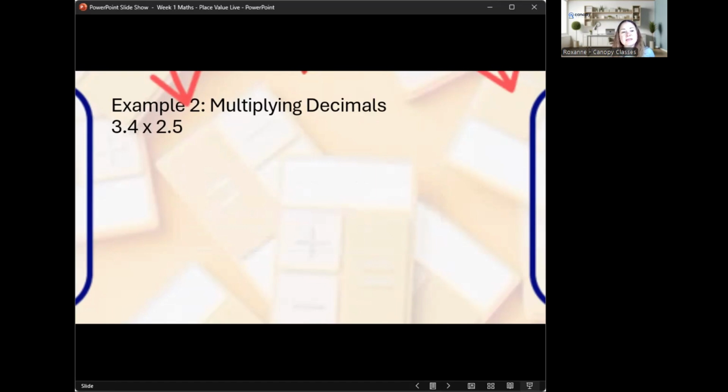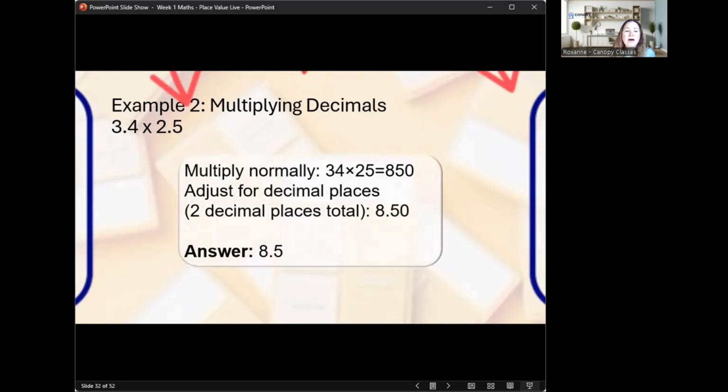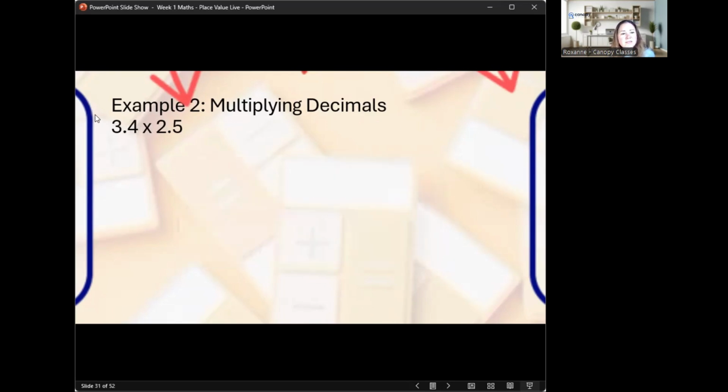So again, let's think about how we can do this. And actually, if I go back a minute, I'm going to show you how I would have worked this out.